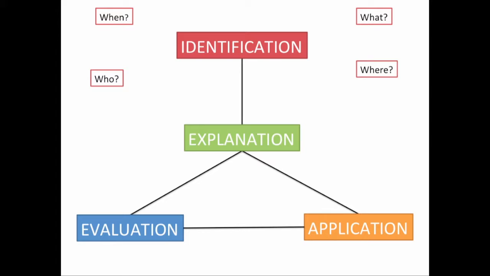The explanation level concentrates on only 2 questions, the how and the why. How are things being used? How do things work? Or why? Why are they useful in that situation? Which leads us into the evaluation level.